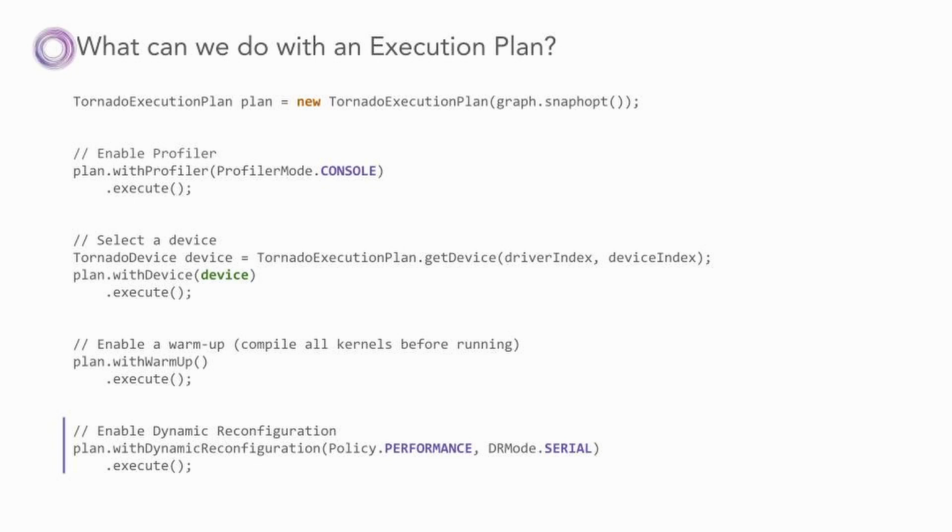So as you can see, this API is very easy. You just call withProfiler, withDevice, withWarmUp, withDynamicReconfiguration, and there are a few others. I will link the whole API down below. This is constantly evolving, so you might see new calls in future versions of Tornado. With that, let's jump to an example in the IDE.